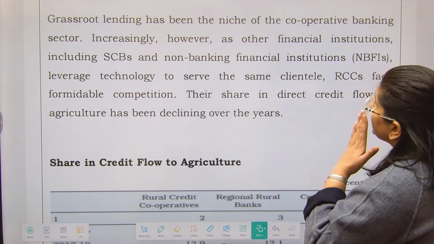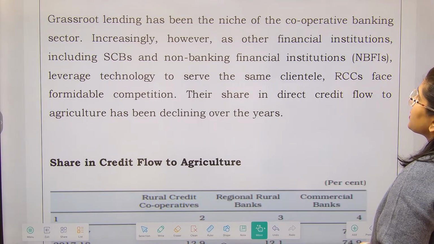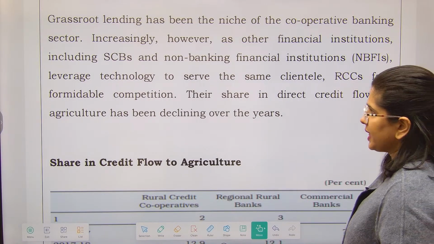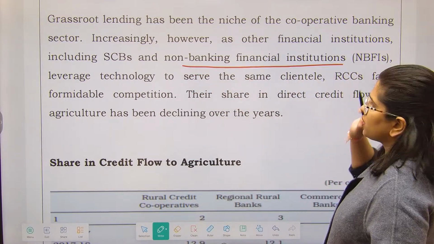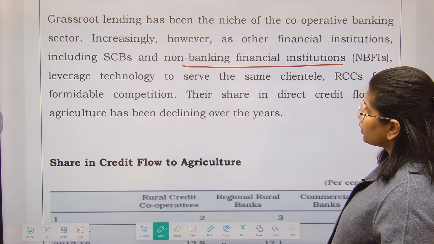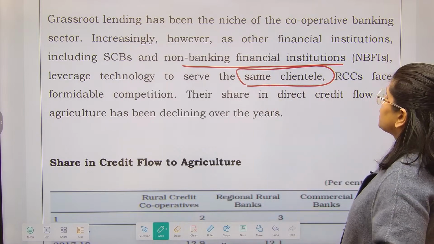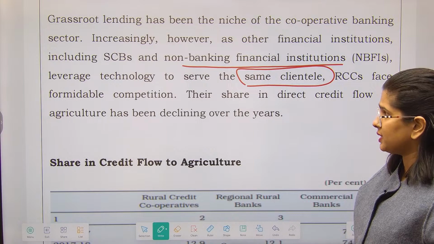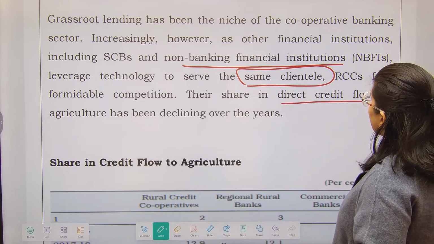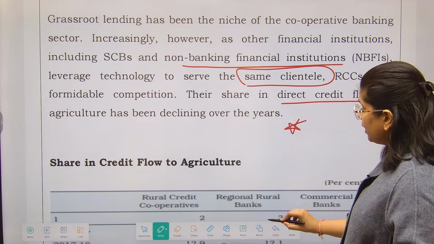Grassroots lending has been the niche of the cooperative bank sector, obviously. Increasingly, however, other financial institutions like scheduled commercial banks as well as non-banking financial institutions are leveraging technology to serve the same clientele. The rural cooperatives are facing formidable competition because of these institutions. Their share in the direct credit flow to agriculture has been declining over the years.